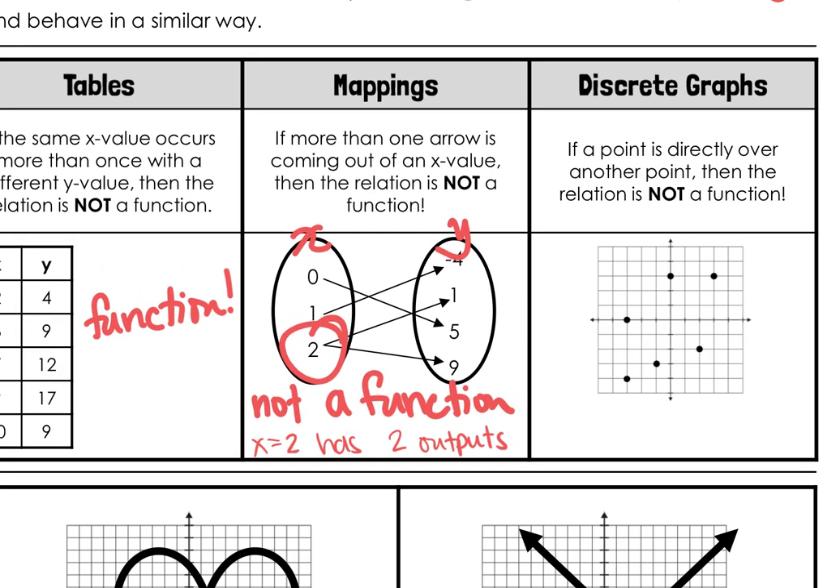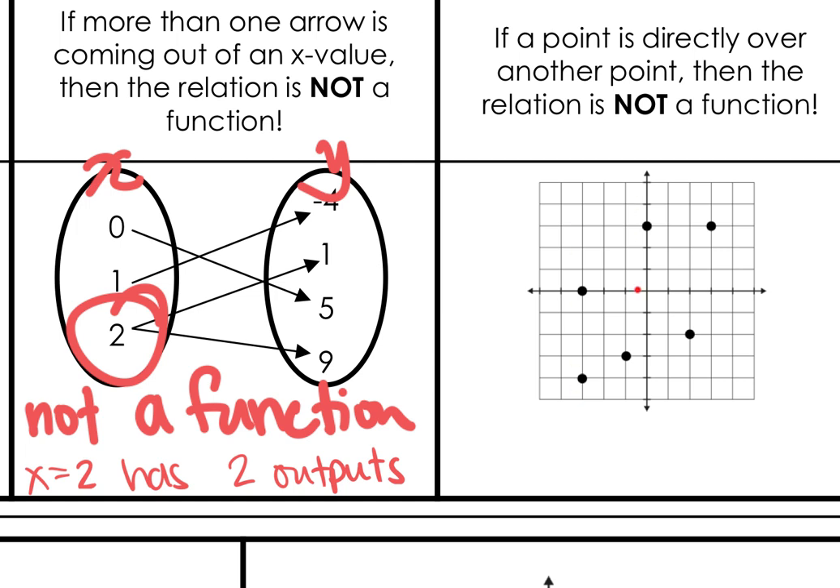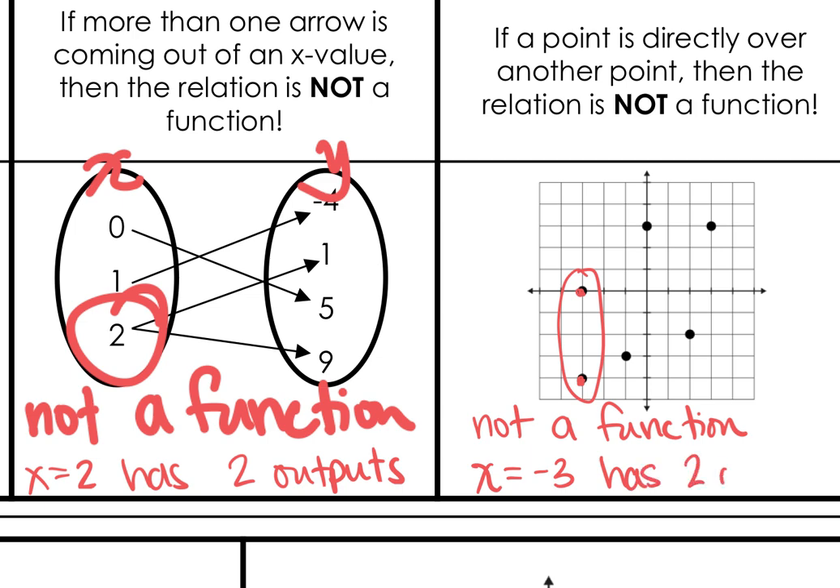And last but not least, when you're given a graph and a graph just has these discrete points, if you have points that are directly over another point, that's how you know right away it's not a function. So in this graph, if I'm looking vertically up and down here, I see that these 2 points are on top of each other, meaning this x value of -3 has 2 different outputs, -3, 0, and -3, -4. So this graph is also not a function. And again, it's because x equals -3 has 2 outputs.